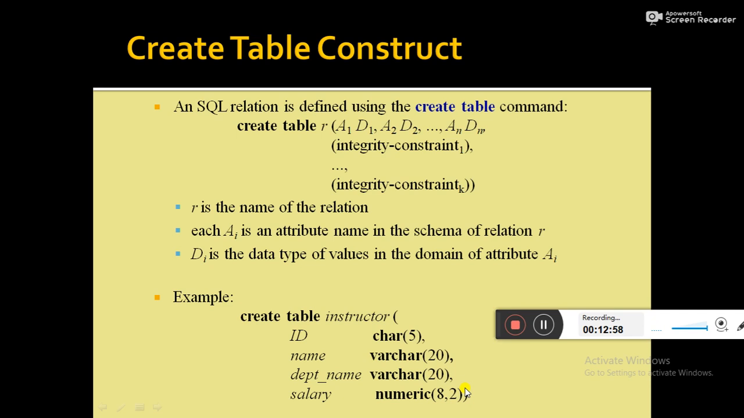Then first bracket close. So this is the SQL, and if you execute the SQL command in Oracle, what happens? The Oracle engine will create a relation, or create a table instructor, with the attributes ID, name, department, and salary. So that means the table will be created once we execute this SQL in our Oracle software.